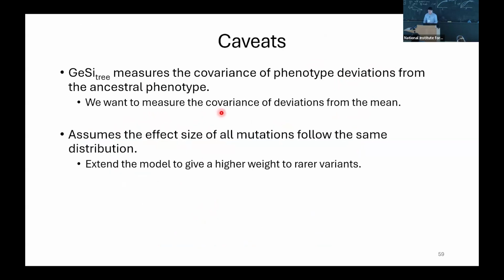Some caveats: this initial definition of GC measures the covariance of the phenotypes with respect to the ancestral phenotype, which of course we don't know. We want to measure the covariance as deviations from the mean, ideally the population mean. However, most of the time it's hard to define what the population is in GWAS samples. So I will use the sample mean instead. And we assume that the effect size of all mutations follows the same distribution because we assume alpha equals 0. However, we can generalize it. And if I have time, I will present that.